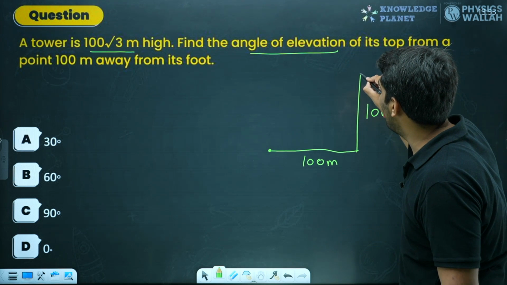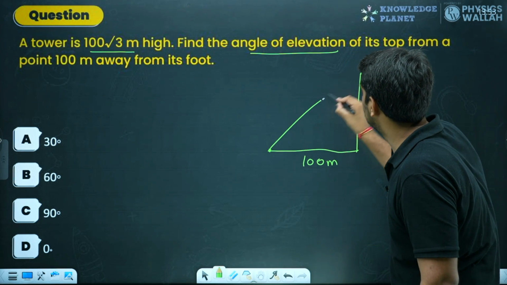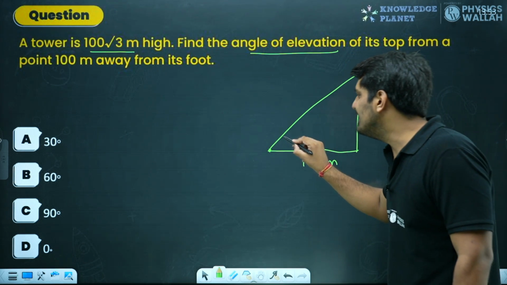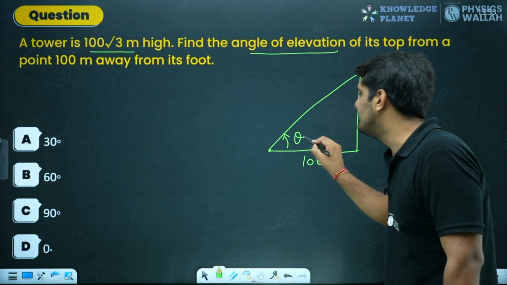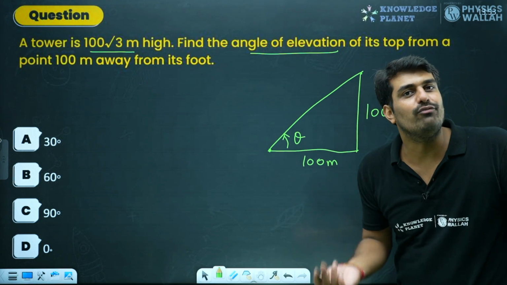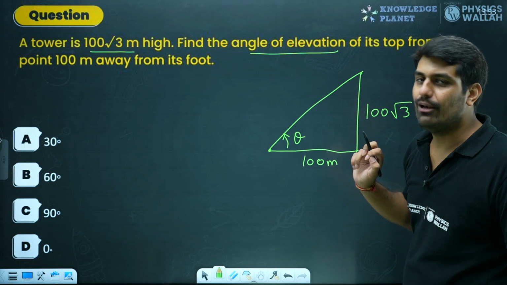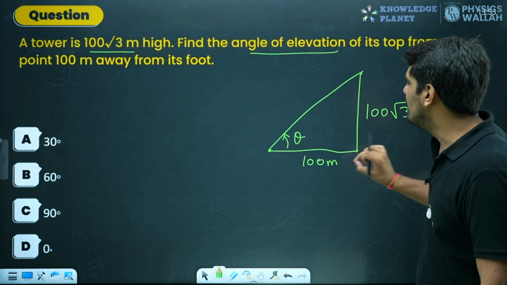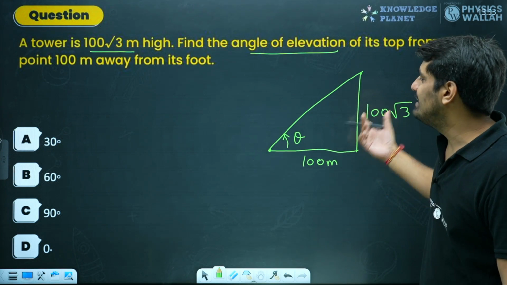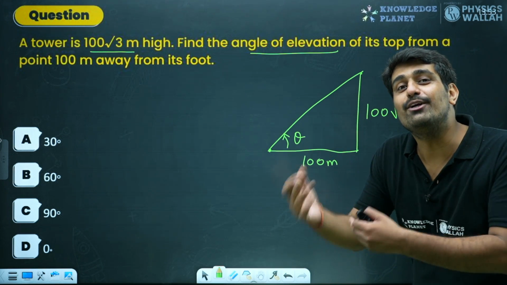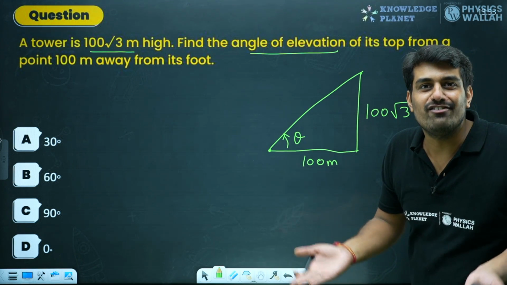Now these are the two end points. So this is our line of sight, and this over here would be our angle of elevation. This theta would be our angle of elevation, and this is what we need to calculate. So if in a triangle two sides are given, can I relate the two sides to the angle? Yes, trigonometry gives me that liberty.